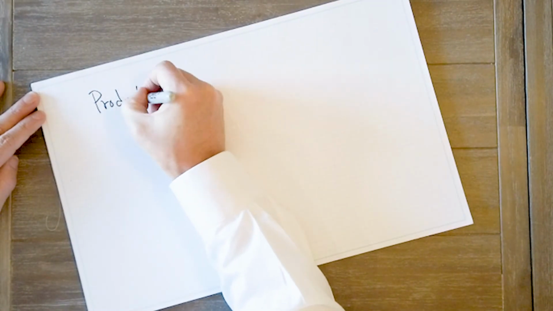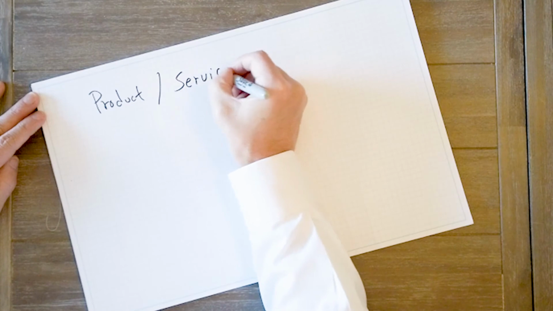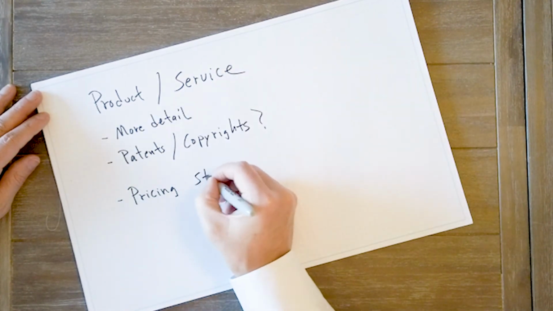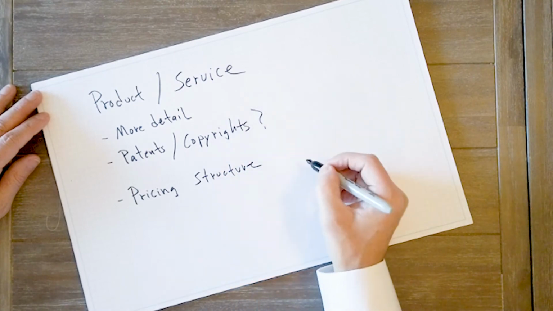This next section would be more detail about your product or service. Do you have any patents, copyrights, any pending patents? What is your pricing structure? What are your competitors' pricing structures? What makes your products or services unique and better than your competitors?